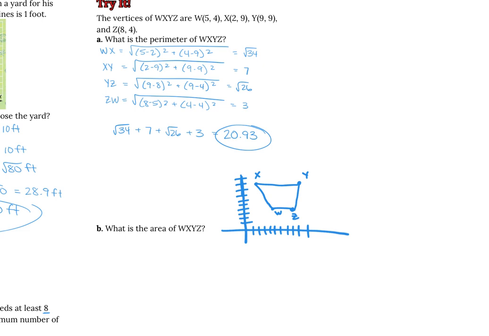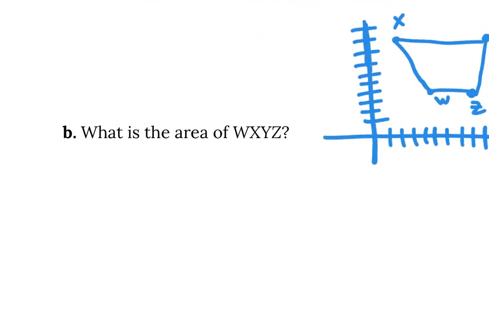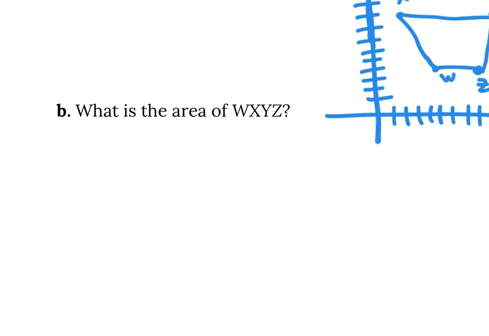I have a set of parallel sides. So I'm going to use the area formula for a trapezoid. My area formula for a trapezoid is 1/2 base 1 plus base 2 times our height. So I want to find my height.